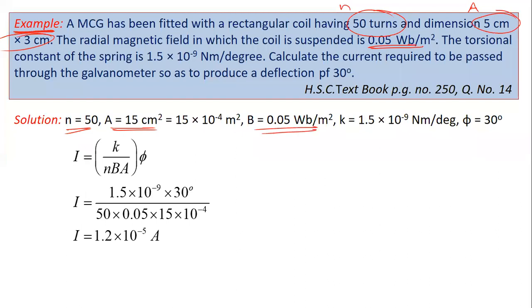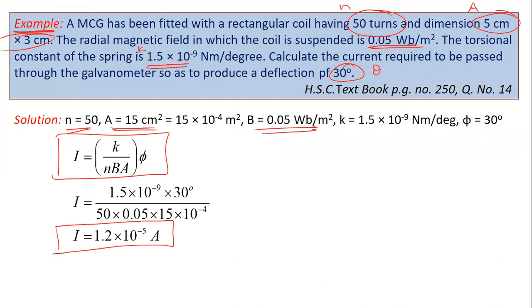Torsional constant means the K. Torsional constant is 1.5 into 10 raised to minus 9 Newton meter per degree. Calculate the current required to be passed through the galvanometer so as to produce a deflection of 30 degrees. So we have to find out the current. This is the formula. So after substituting everything, we get the value of the current as 1.2 into 10 raised to minus 5 ampere.